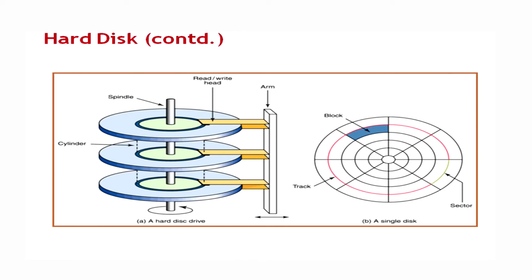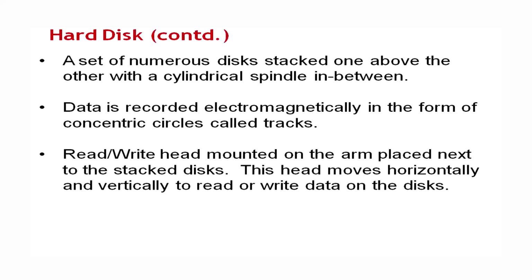Each disk is divided into tracks, that is the concentric rings that you see on the slide, and each track is further divided into sectors. So, data is stored in these tracks and sectors and it can be retrieved through the movable head that is used to move around the disk horizontally and vertically. So, a set of numerous disks are stacked one above the other. Data is recorded electromagnetically in the form of concentric circles called tracks, and a read-write head, as I mentioned before, is mounted on the arm that is placed next to the disks.